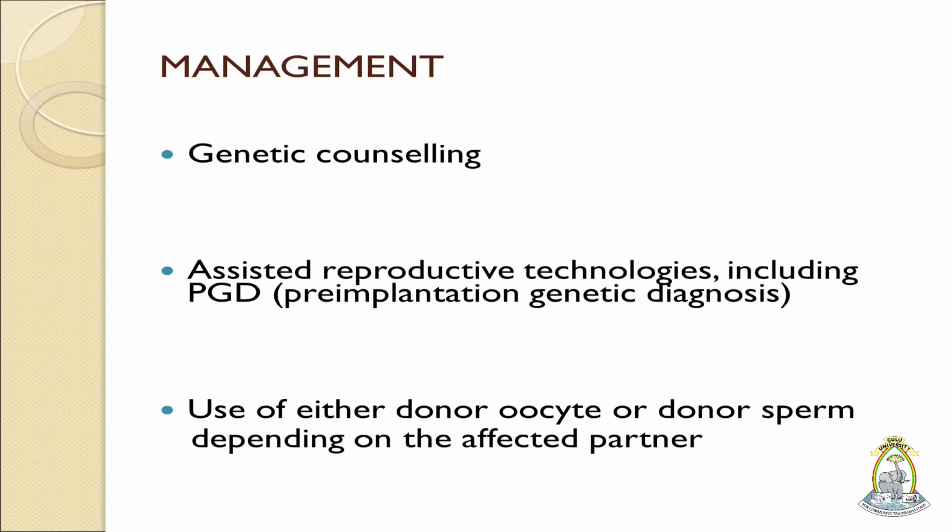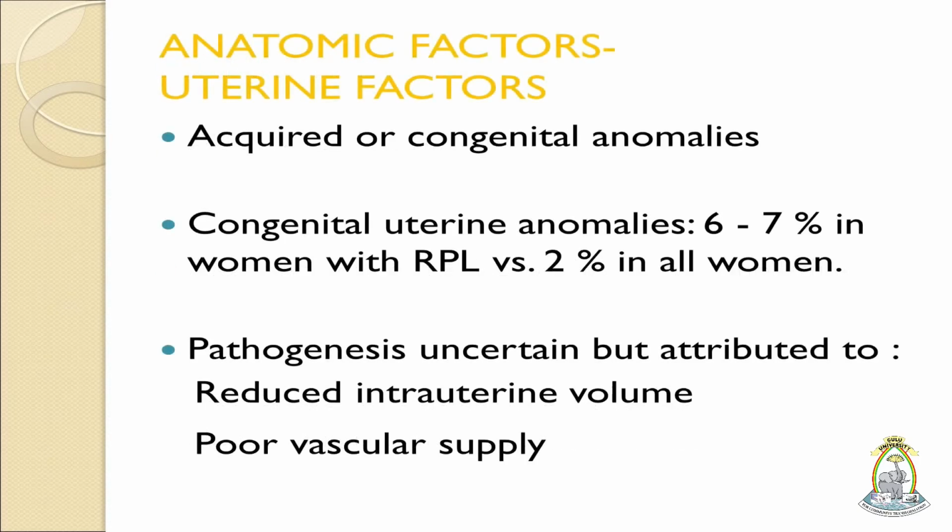Management for a genetic cause of recurrent pregnancy loss should be, you need to consider genetic counseling. This is something that is done by professional counselors who have done some genetics. You may also do assisted reproductive technology, including preimplantation diagnosis. That means that you need to diagnose if the fetus or the embryo that is formed is having a defect or a genetic defect. If it is because of a problem with the man, which can occur, you may need a sperm donor. Or if you think the problem is actually the woman, you may need an oocyte donor to help in that case. So the treatment is rather difficult.